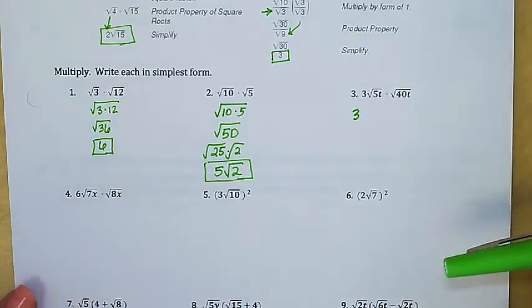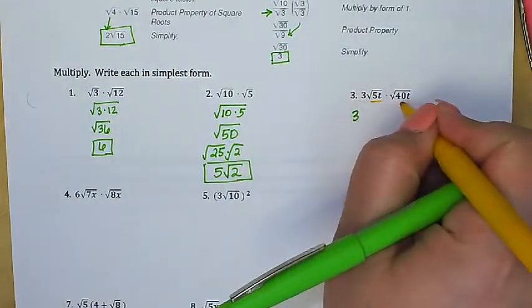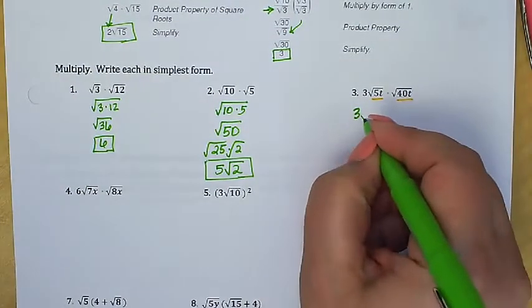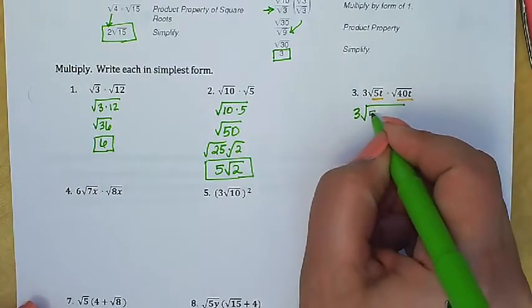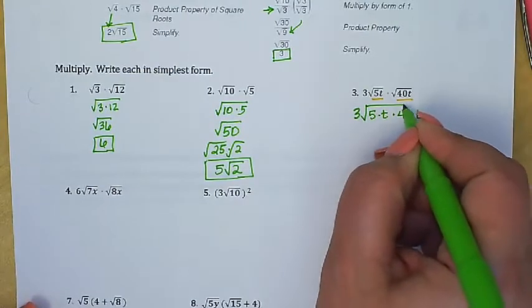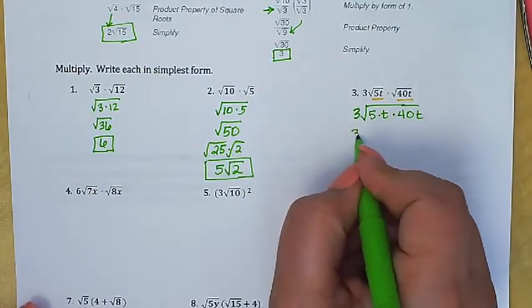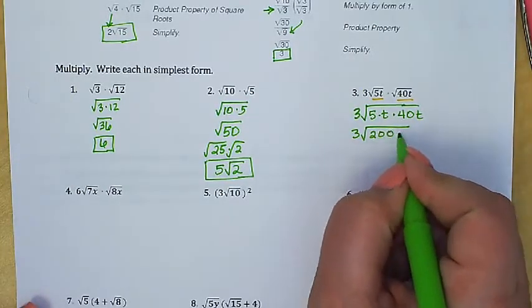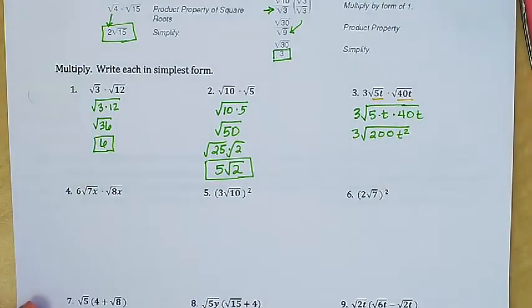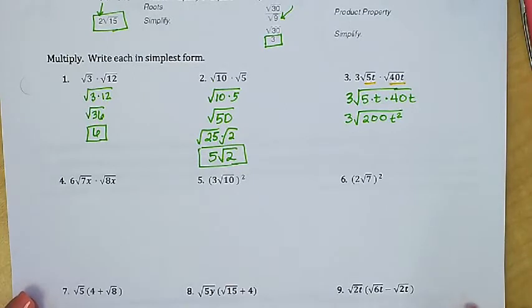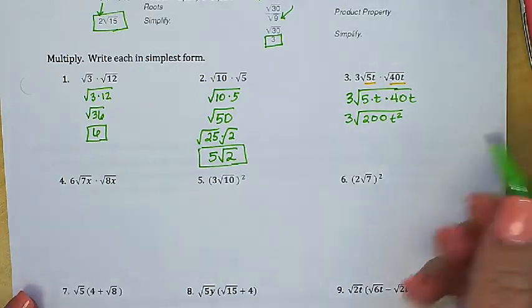What we can multiply together is radicand times radicand, which is the part that's on the inside. Those are both underneath the radical, so those I can multiply together and do my 5t times the 40t, and then multiply that together. The 3 is still on the outside. This is going to give us 200, and then t times t is t to the second. Okay. And that looks pretty good, except we want to make sure it's simplified.